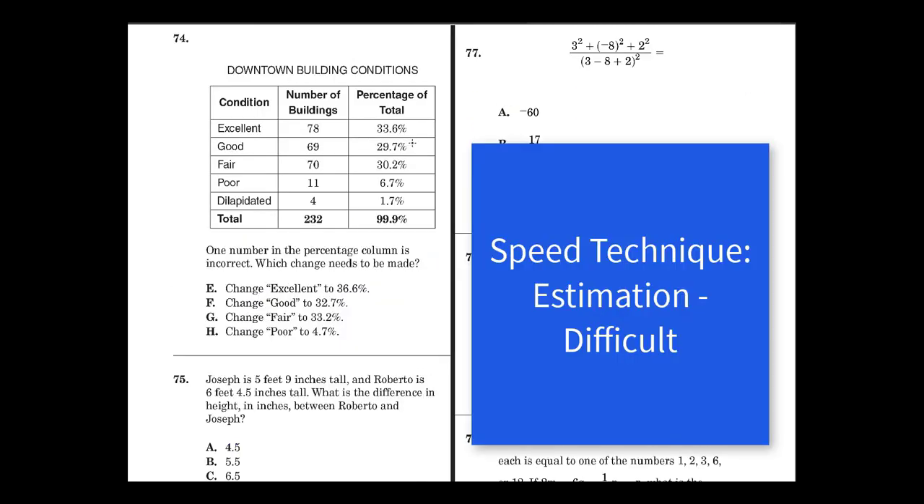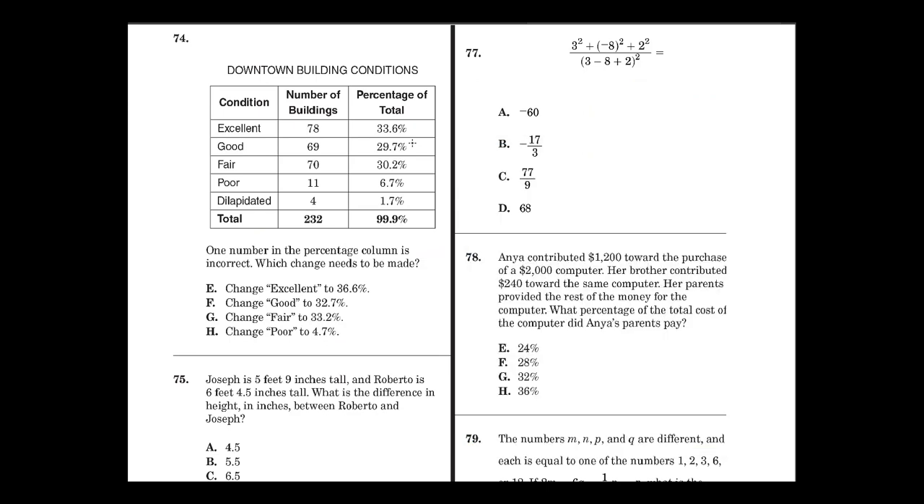Number 74. Okay, I've got a table with excellent, good. I've got some numbers of buildings and percentages total. One number in the percentage column is incorrect. Which change needs to be made? Oh, boy. If we look at it, the numbers are ugly. They're not easy numbers and percentages, or a number of buildings, or a total for that matter.